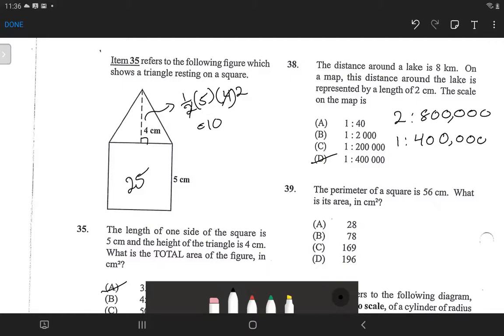The perimeter of a square is 56. What is its area? So the side of a square is a quarter of its perimeter. So the side is 56 divided by 4, which is 14. And they want to know what is the area. So you have 14 by 14, because it's side by side for area.